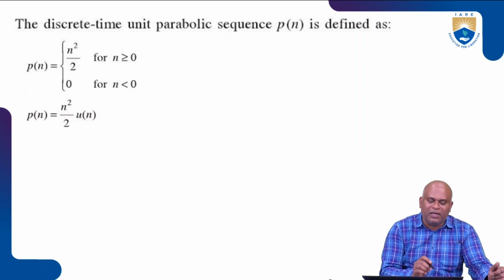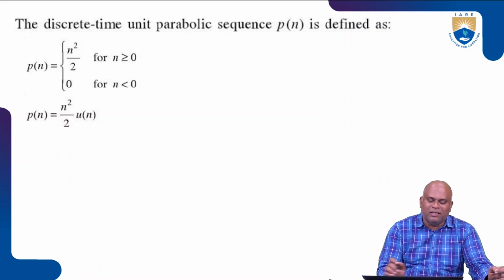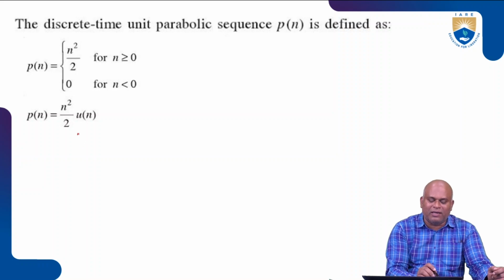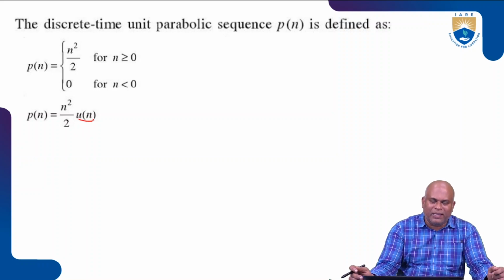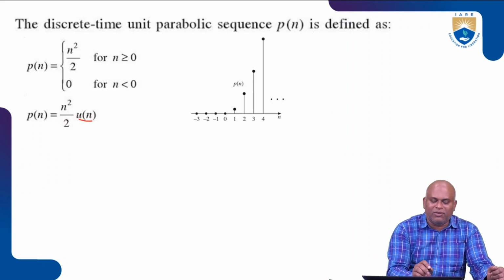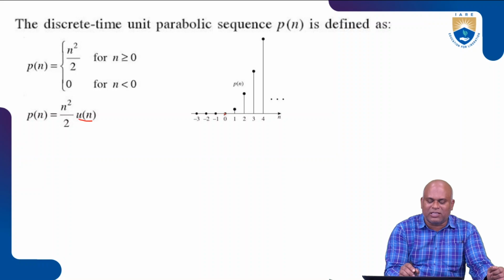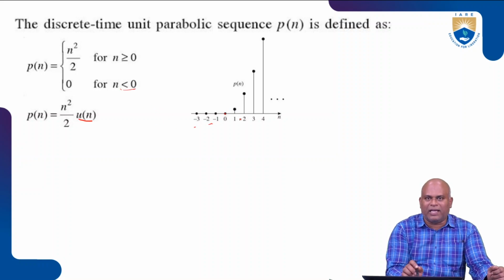Next case, the discrete time unit parabolic function p of n. How do we represent it as a mathematical model? p of n is equal to n square divided by 2 for n greater than or equal to 0, and 0 for n less than 0, or else we may write p of n is equal to n square by 2 u of n as an alternate version. This u of n represents the interval of n. In the graphical representation of this signal, when n equals 0, it is 0. All negative portions are 0, as for n less than 0.